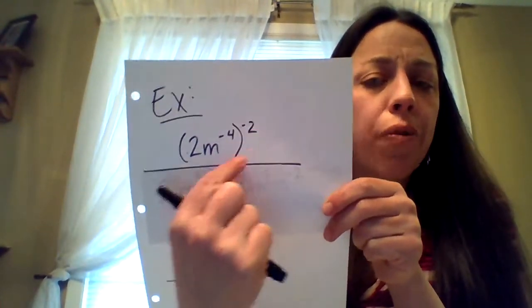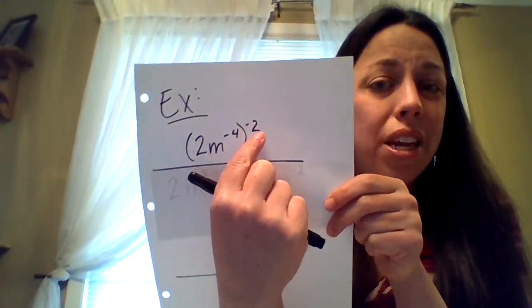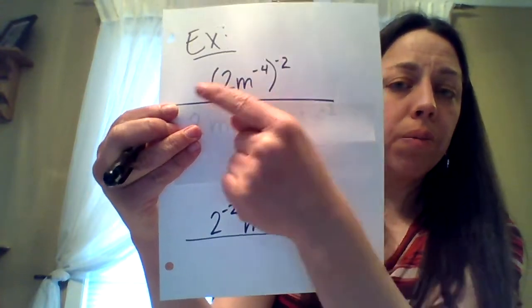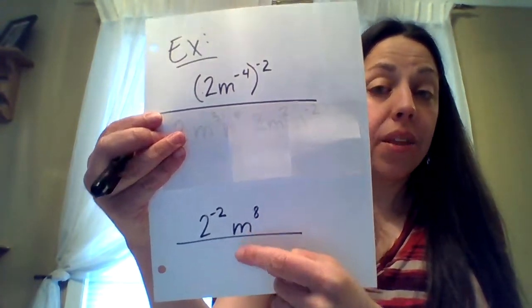What should we do if we have parentheses with an exponent? That's right, sort of distribute it. So in the top, I'm going to get 2 to the negative 2. But then I'm going to multiply those numbers. Negative 4 times negative 2 is 8. So I'm going to get m to the 8th. Hopefully everybody can understand why I would get 2 to the negative 2 and m to the 8th.